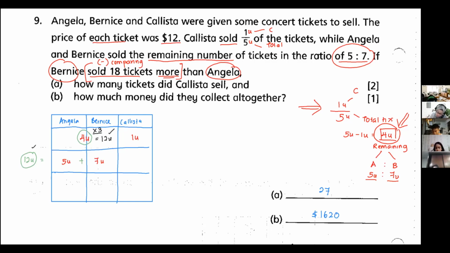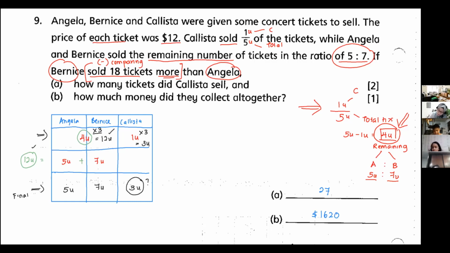Whatever I do to this row, the next item in the row will be affected like this. This is the final row, meaning the confirmed units. Angela confirmed 5 units. Bernice confirmed 7 units. Callista confirmed 3 units. Okay, so I want to know how many tickets Callista sold. I want to find this one, question mark. I'll put that first.